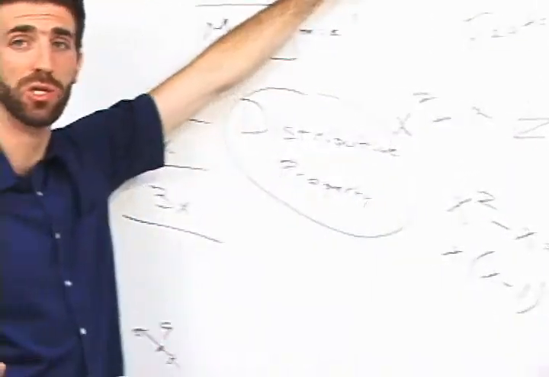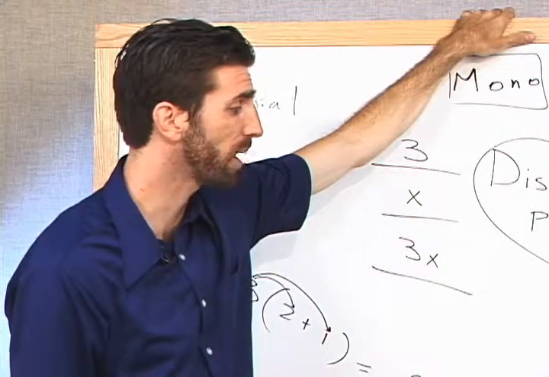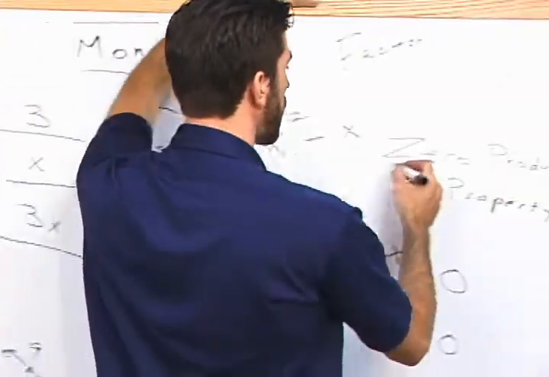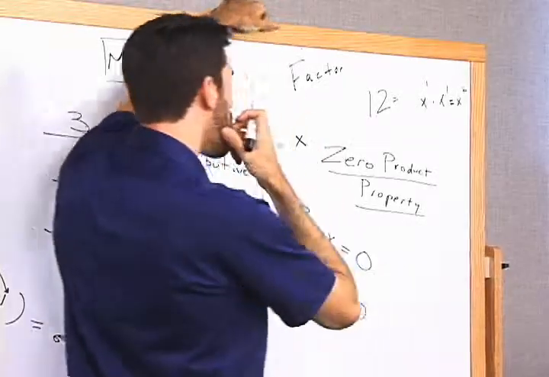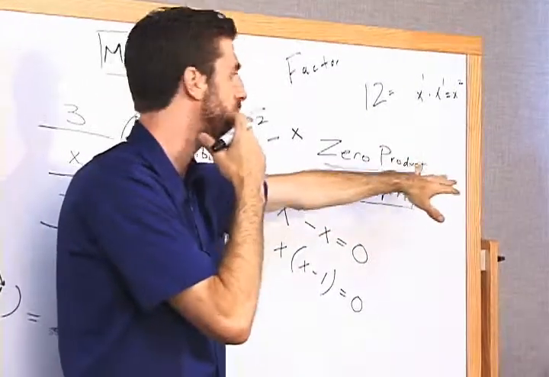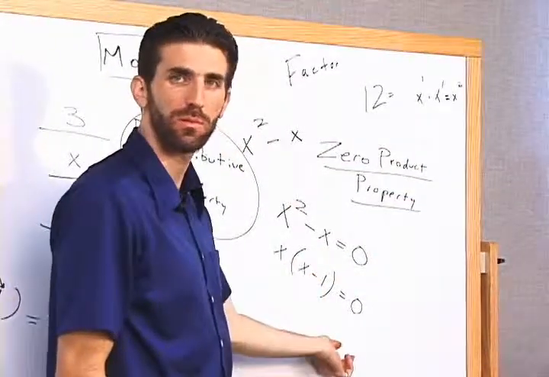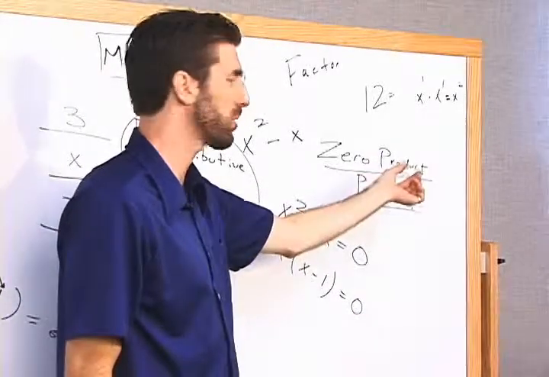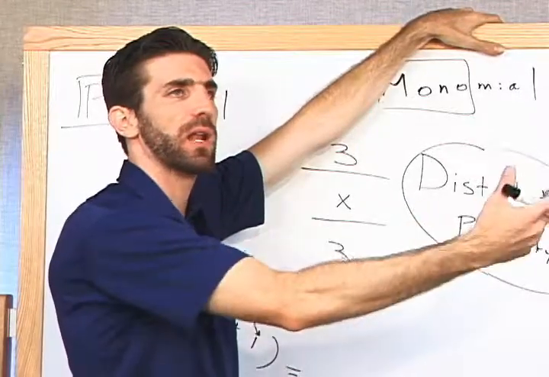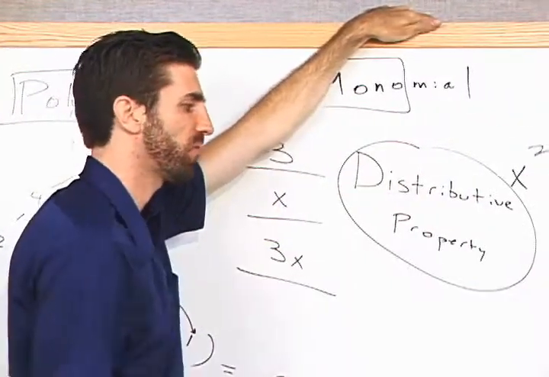Before it was just an expression. Now it's an equation. X times x minus 1 equals 0. Now, using this beautiful thing called the zero product property, let's talk about what this is. Zero product, product meaning multiplication. Look, x times this equals 0, so there's a zero product. The property is a means of getting at an answer faster, like the distributive property.